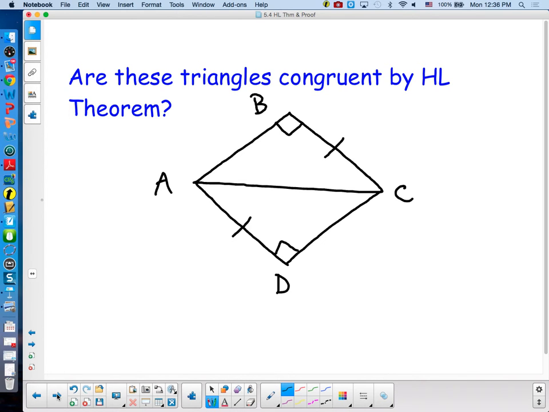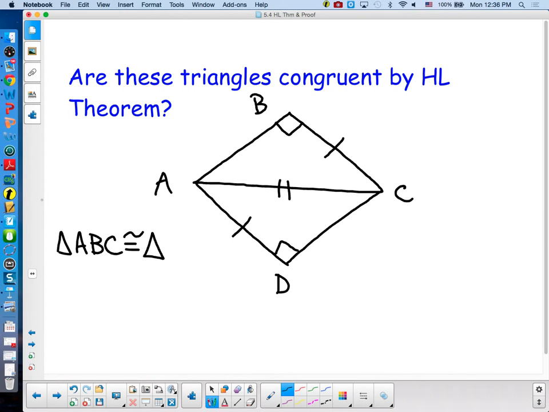Are these triangles congruent by hypotenuse-leg? Are they right triangles? Is the hypotenuse congruent? They're not marked. Okay, the reflexive property can help us out. That's the hypotenuse of each triangle, and then the leg is marked there. Help me finish this congruence statement. Triangle ABC is congruent to triangle, put it in the right order to match. Nope. Nope.